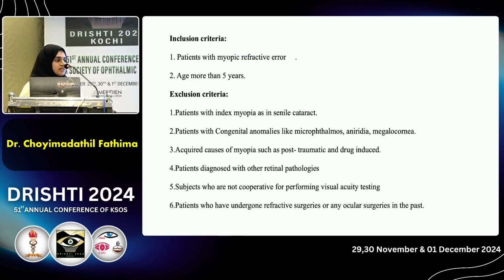Inclusion criteria for the study: all patients with myopic refractive error and age more than 5 years. Exclusion criteria: patients with index myopia as in senile cataract were excluded. Patients with congenital anomalies like microphthalmos, aniridia, megalocornea. Acquired causes of myopia such as post-traumatic and drug-induced. Patients diagnosed with other retinal pathologies were also excluded. Subjects who are not cooperative for performing visual acuity testing, like very young children or mentally retarded, and patients who have undergone refractive surgeries or any ocular surgeries in the past.